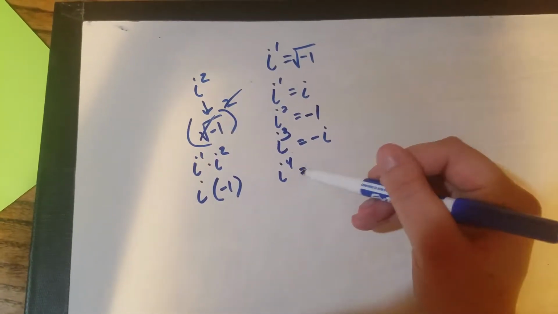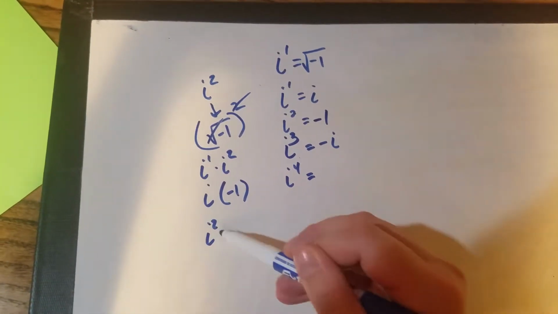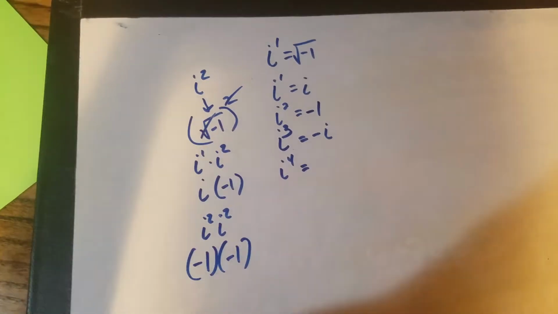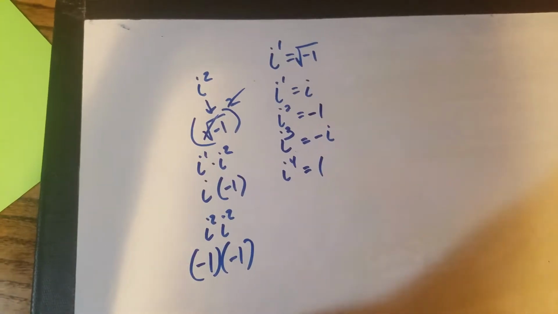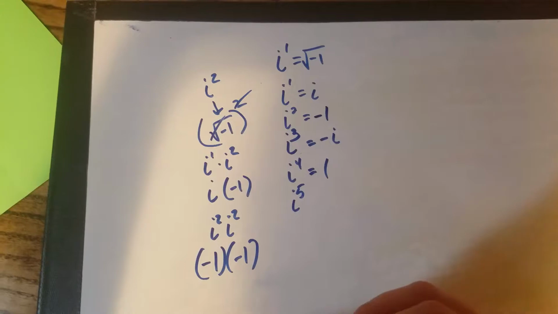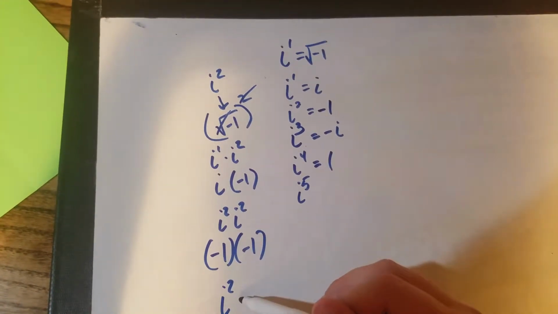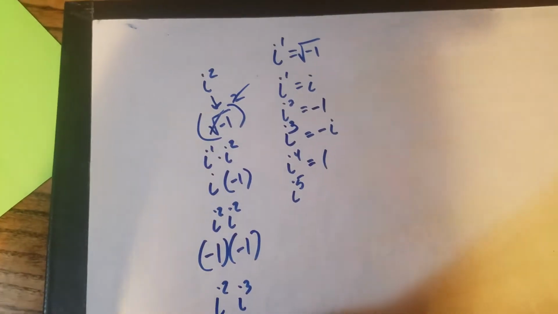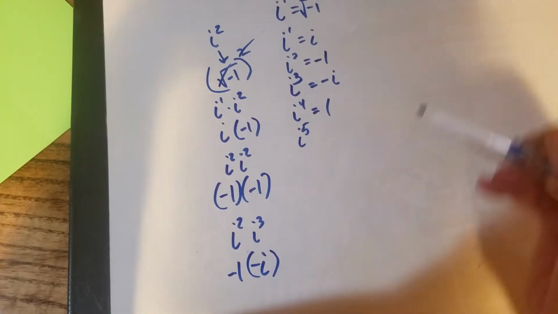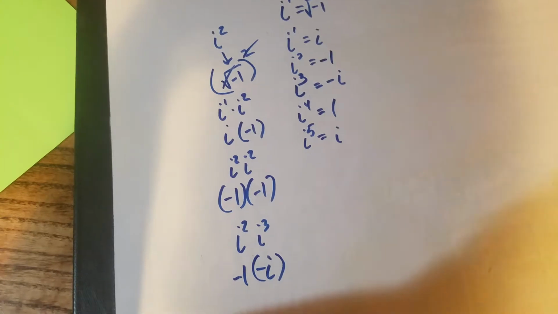I to the fourth, again, we're trying to get our i's to add up. So we can do i squared and i squared. I squared is -1. -1 times -1 gives us 1. If we go i to the fifth, we could do i squared times i cubed. I squared again is -1. I cubed is -i, which would leave us with -1 times -i, which would be i.